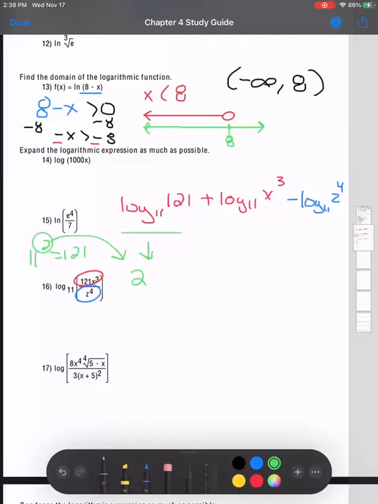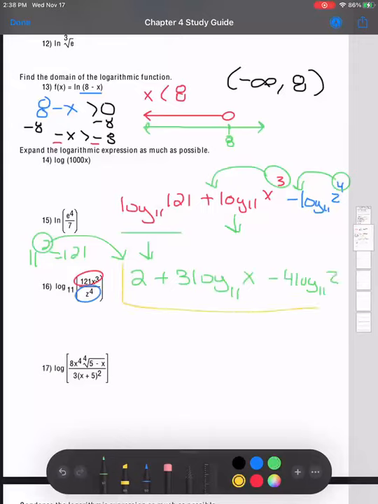So from there, you get just 2. And then you would put this 3 from the x to the third in front of the log. So from there, you would get 2 plus 3 log, well, with a base of 11, x. And then the same thing for the z, that 4 is going to go in front of the log. So then you get a minus 4 log with a base 11 of z. And then that is your final answer for number 16.